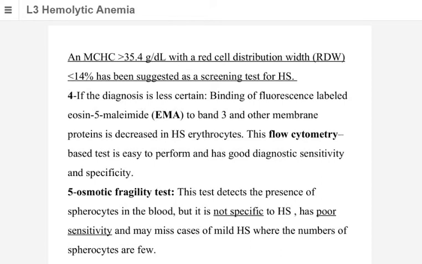Mean corpuscular hemoglobin concentration more than 35.4 gram per deciliter, with RDW less than 14% has been suggested as a screening test for hereditary spherocytosis. Only as a screening test.